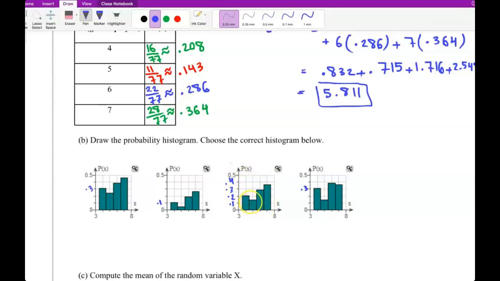Well, let's make sure that the rest of it is correct. So this is 4, 5, 6, 7. If I have 5, I should have 0.143, correct. Then for 6, we have 0.286, correct, because this is less than 0.3. And when you have 7, that is 0.364. Okay, so this is the correct answer.